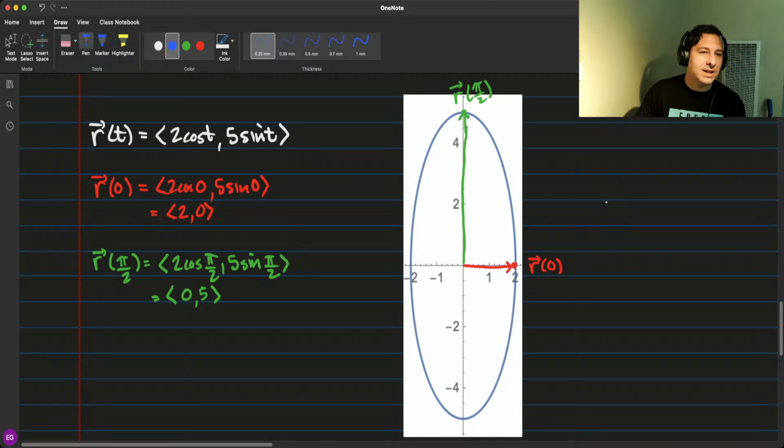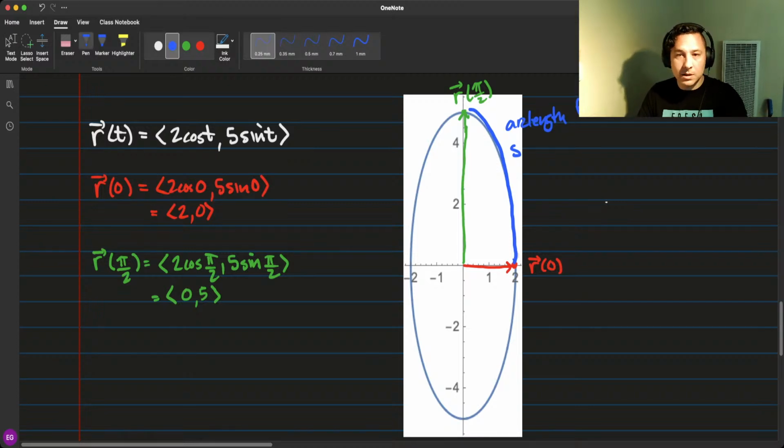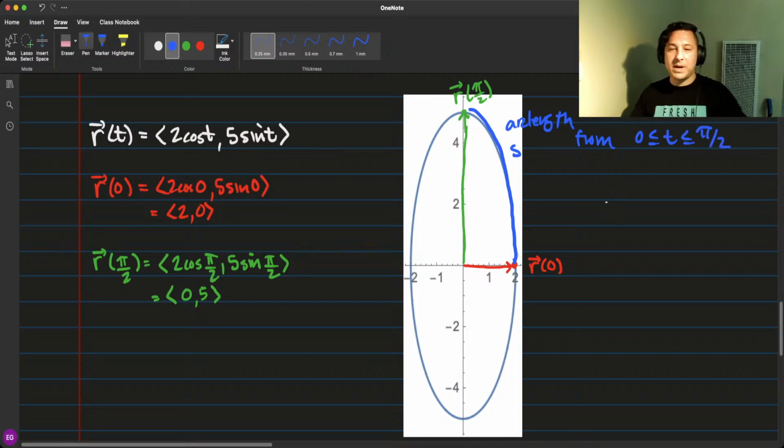Okay, now this has some arc length, starting at this point over to here. Let's call that s, the arc length from t equals 0 to pi over 2.